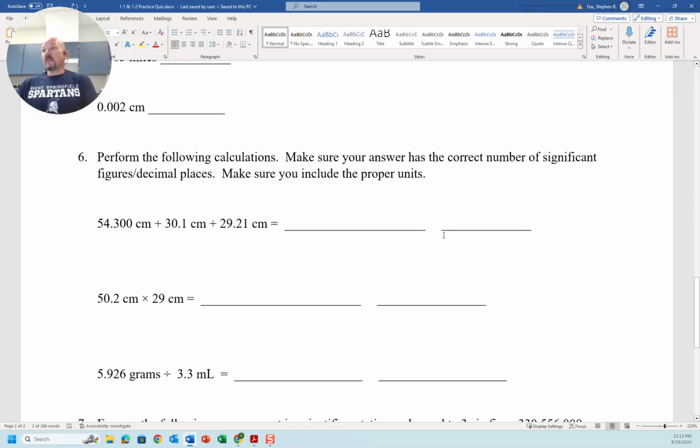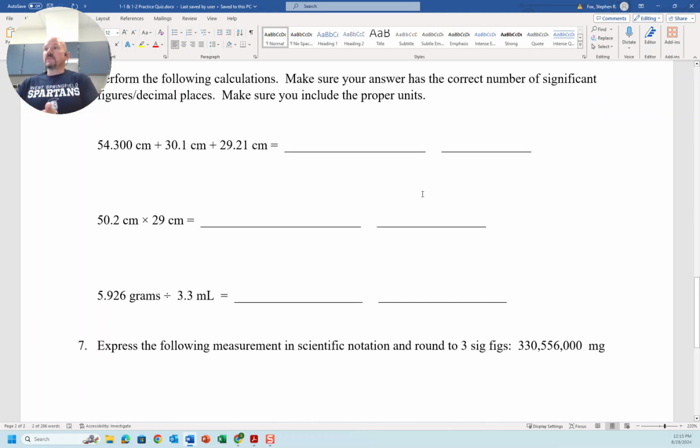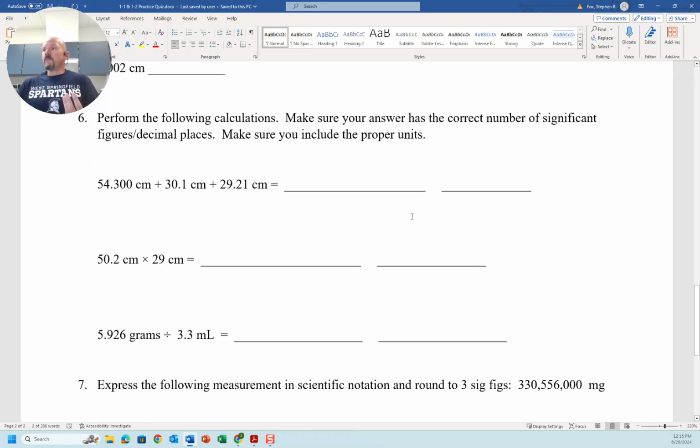Okay? Here we're just doing calculations, so we have to be aware: are we multiplying or dividing, or are we adding or subtracting? If we're adding or subtracting, we should be worrying about decimal places. If we're multiplying or dividing, we should be worrying about significant figures, not decimal places. And then we also have to get the proper units. So this is where it could get a little tricky. Fill the units in right away, and then you can come back and do the math and round to the proper number of decimal places or sig digs.